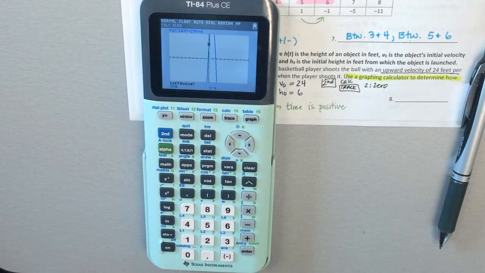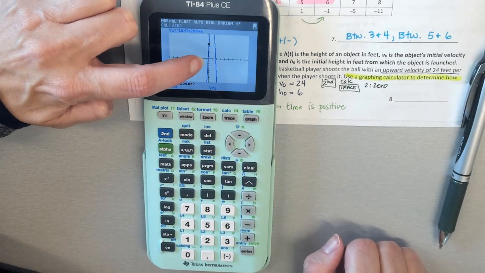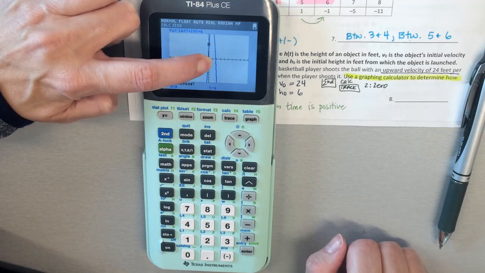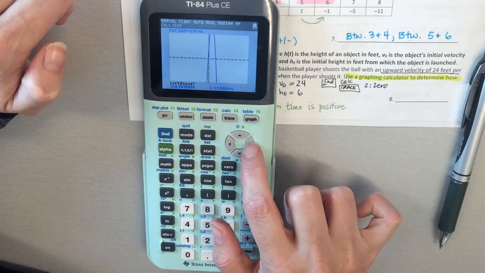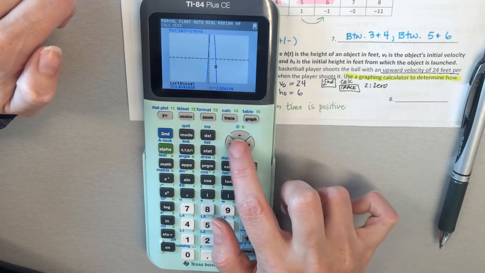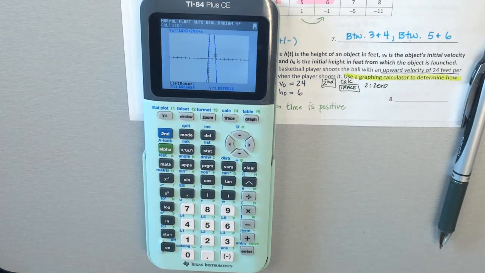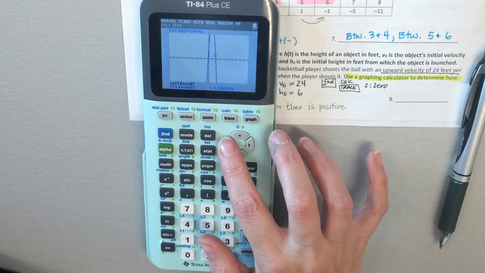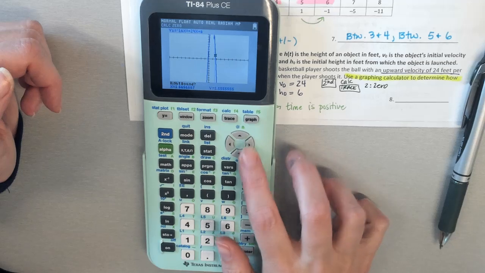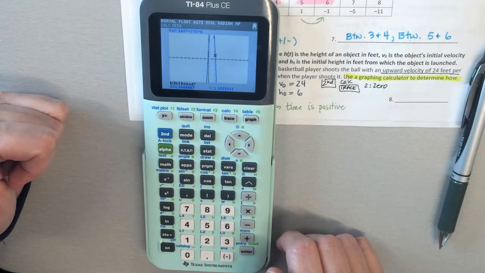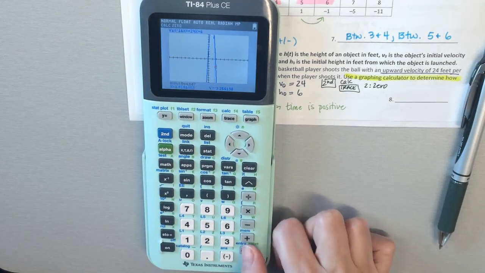Okay, so it's asking you for the left bound. This is a negative zero, so I'm not even going to find that. I just have to find the positive. So I'm going to use my right arrow, go as close to the x-intercept as possible, and then arrow once to the left for the left bound. I'm going to go back to the center as close as possible and arrow once to the right.